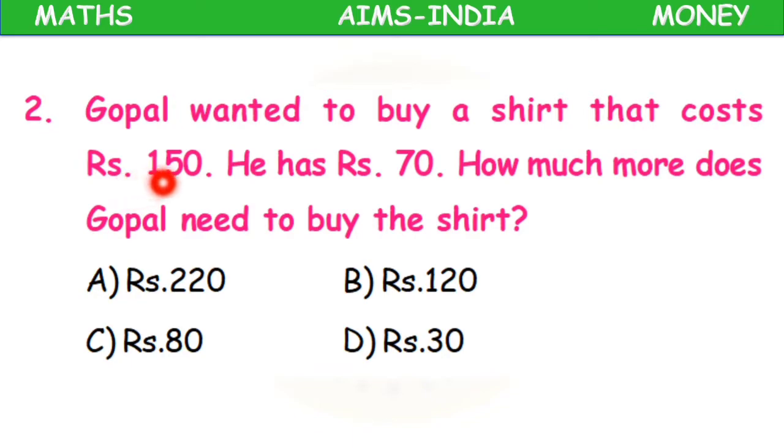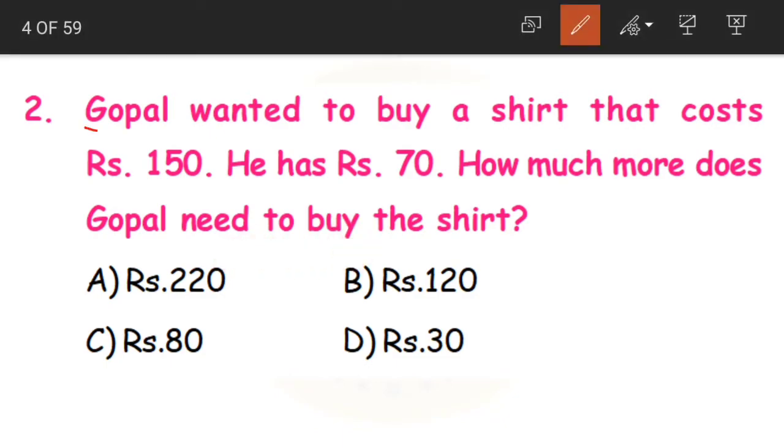Next question 2. Gopal wanted to buy a shirt that costs rupees 150. He had 70 rupees. How much more does Gopal need to buy the shirt? What are they saying here? Gopal wants to buy a shirt. And what is the cost of that shirt? The cost is 150 rupees. But Gopal here has only 70 rupees with him. It is less than the cost, right? He should have 150 rupees, but he has only 70 rupees. Now how much more does Gopal need to buy the shirt?